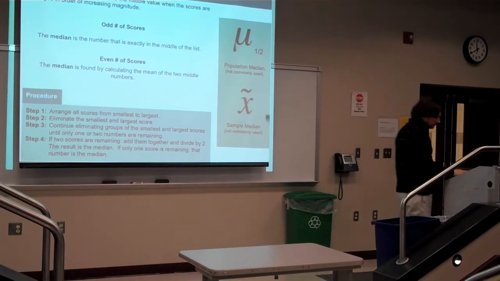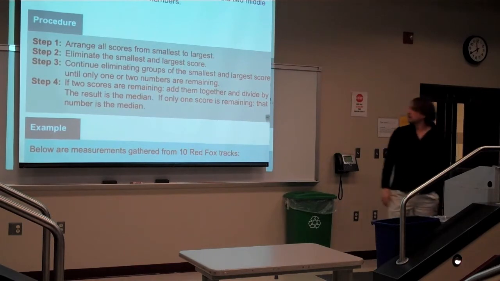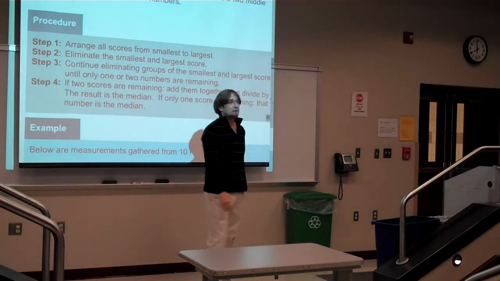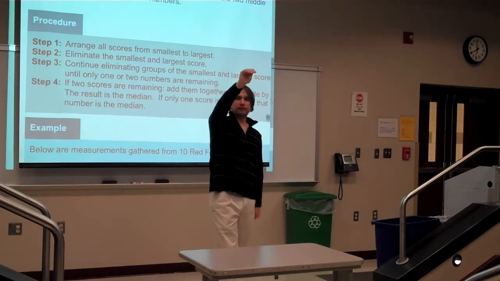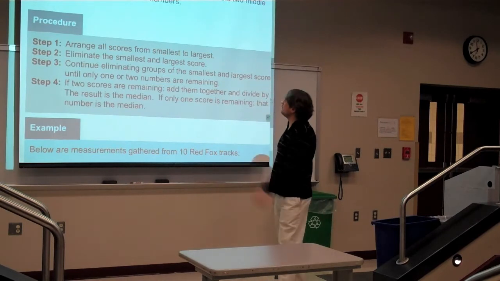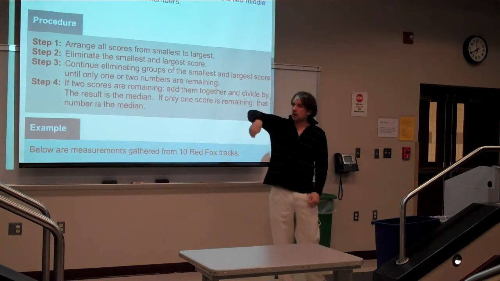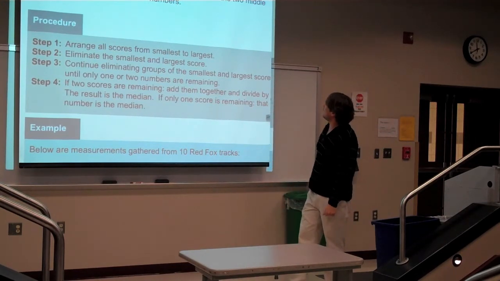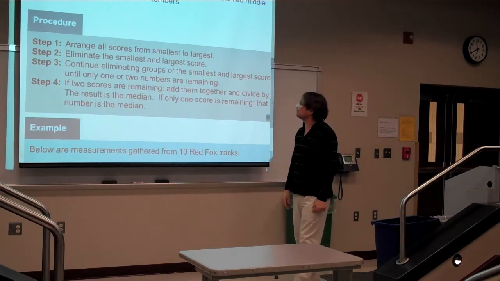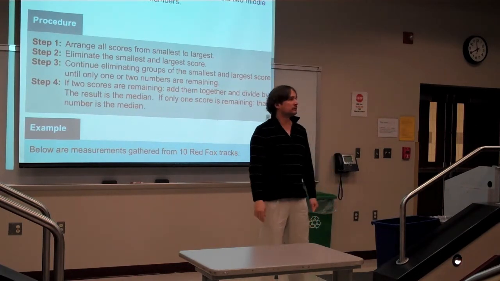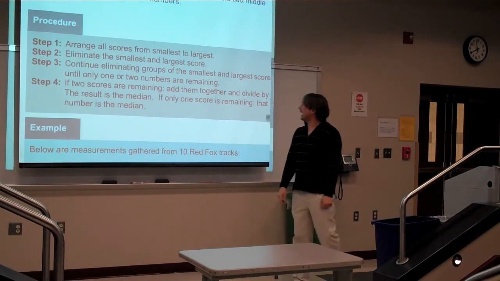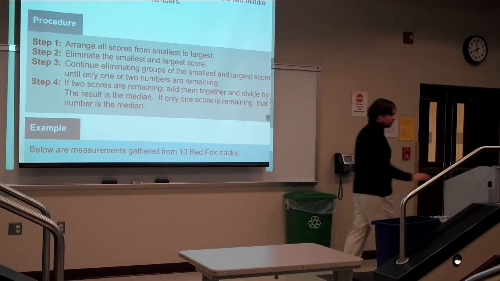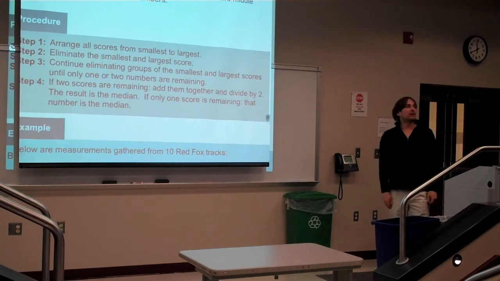Alright, so procedure. Step 1, arrange all the scores from the smallest to the largest. So if you're given a chunk of data, put it from smallest to largest. Step 2, eliminate the smallest and largest score. So just draw a line, or take your fingers and just cover them up or something. Step 3, continue eliminating groups of smallest and largest scores until only 1 or 2 numbers are remaining. If 2 scores are remaining, add them together and divide by 2. The result is the median. If there's only 1 score, then that number is the median.